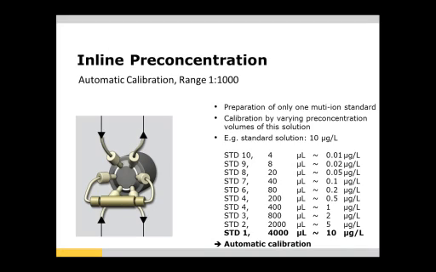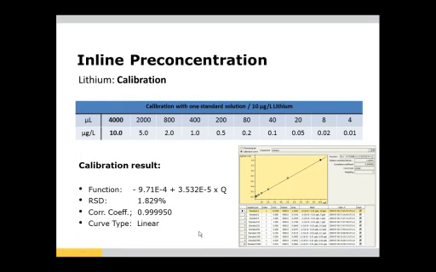Especially when we talk about PPT level analysis, it's very difficult to prepare standards at this low concentration because they are highly unstable. So thanks to this flexibility in variable volume pre-concentration, we can start with a PPB level standard, and the system can perform an automated calibration curve, for example, from 10 ppb to 10 ppt.